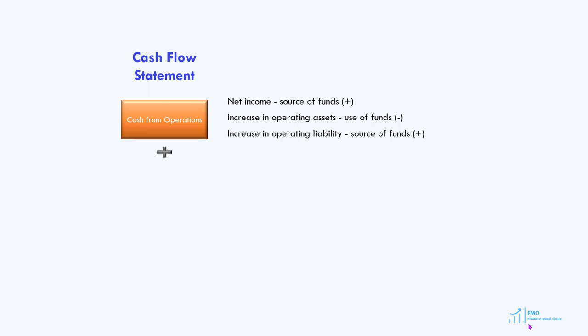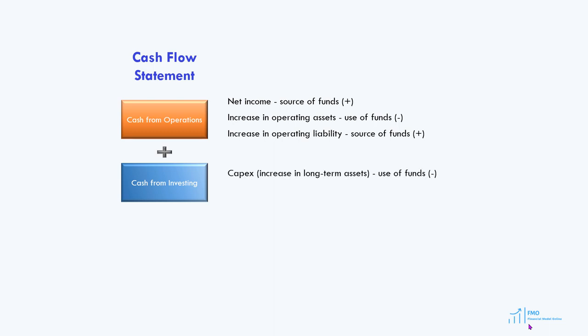Next, we've got the cash from investing activities, which really represents changes in the long-term assets. The first item is capital expenditure or increase in long-term assets. And an increase in assets means we are using our funds, therefore it should have a negative sign. Asset sale or business sale is a decrease in long-term assets, therefore it represents the sources of funds. When we sell our assets, cash is coming in, so it's a source of cash and it has to have a positive sign.